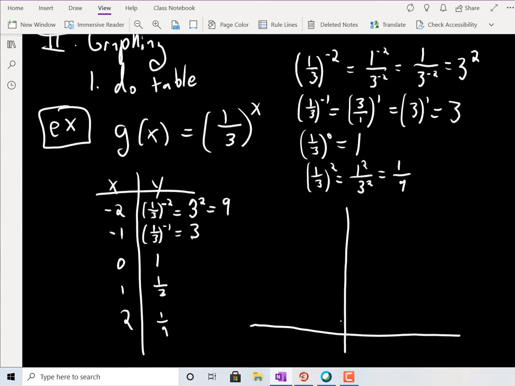Okay, so we want to graph this in the xy plane. We need plenty of y space. 1, 2, 3, 4, 5, 6, 7, 8, 9. And I'm going over 1, 2 and -1, -2. So at -2, it's at 9. At -1, it's at 3. At 0, it's 1. At 1, it's 1/3. And then it gets even lower at 1/9.